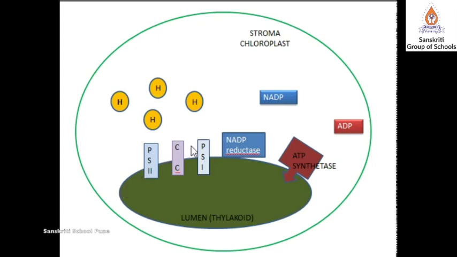If you see this membrane, the thylakoid membrane, you can see there are multiple black boxes on the membrane. These are nothing but photosystem 2, the cytochrome complex, photosystem 1, an enzyme called NADP reductase, and another enzyme called ATP synthetase. We are going to understand the role of these blocks in the light reaction today.